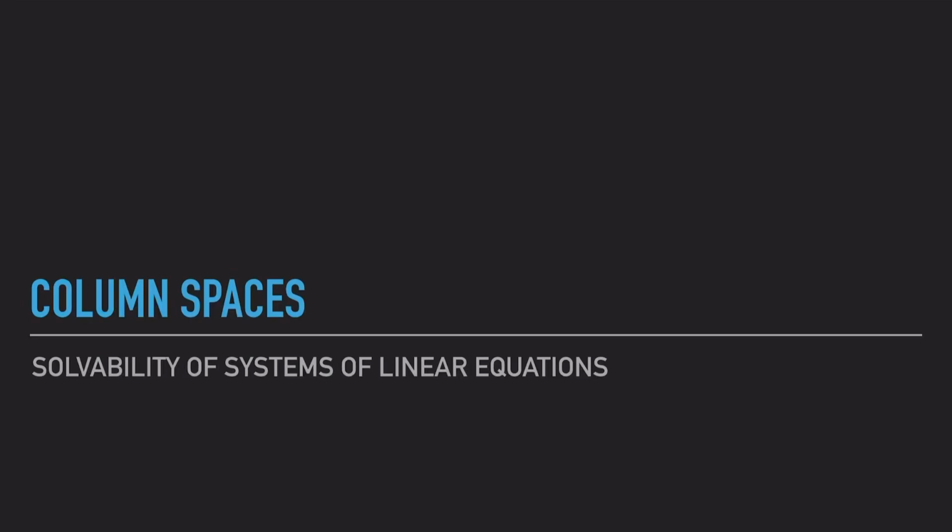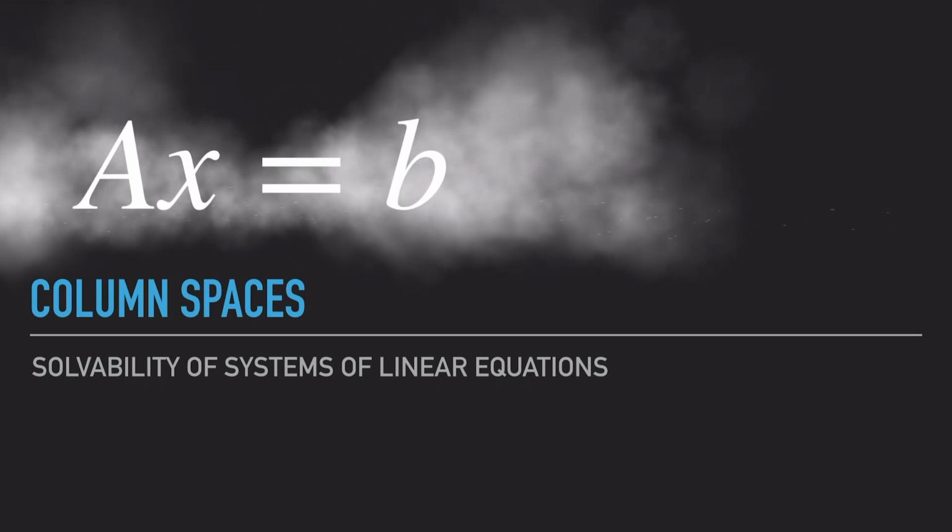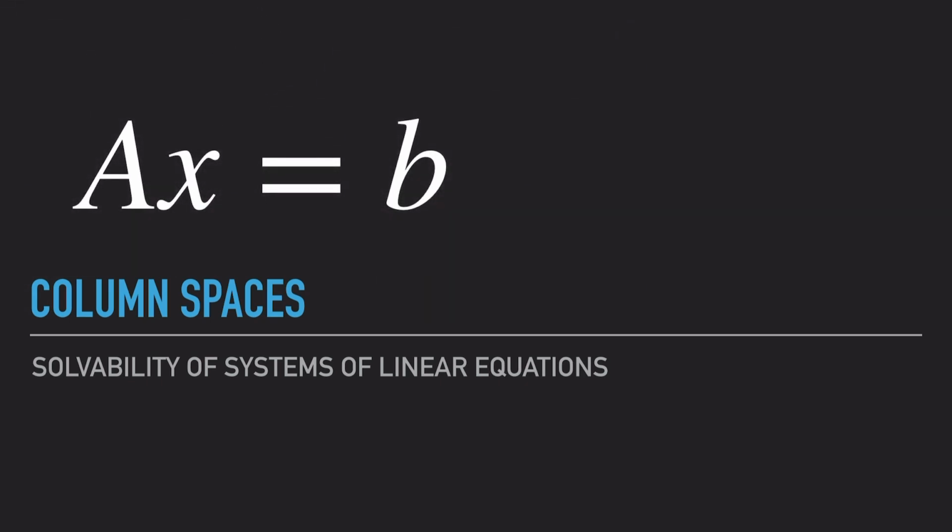In this video lecture, we are going to discuss the column spaces of matrices. The column space of a matrix is going to help us understand when a system of linear equations is solvable. So essentially, if you're given a system of linear equations in the form of AX equals B, then we're going to define the column space of this coefficient matrix A, and this column space is going to help us understand when the system of linear equations is solvable.